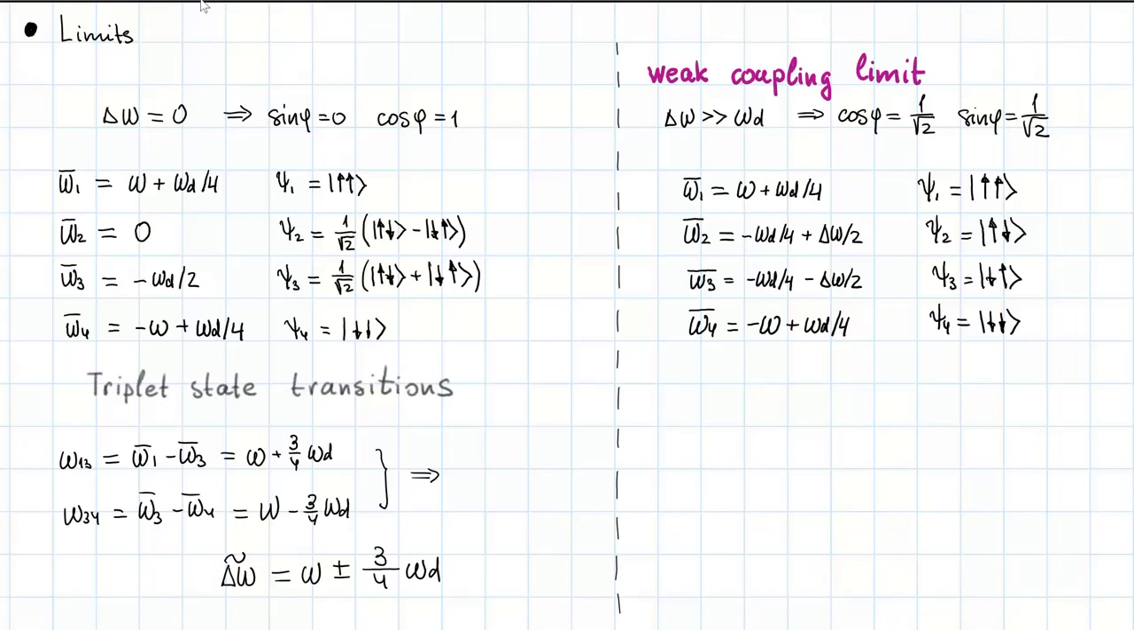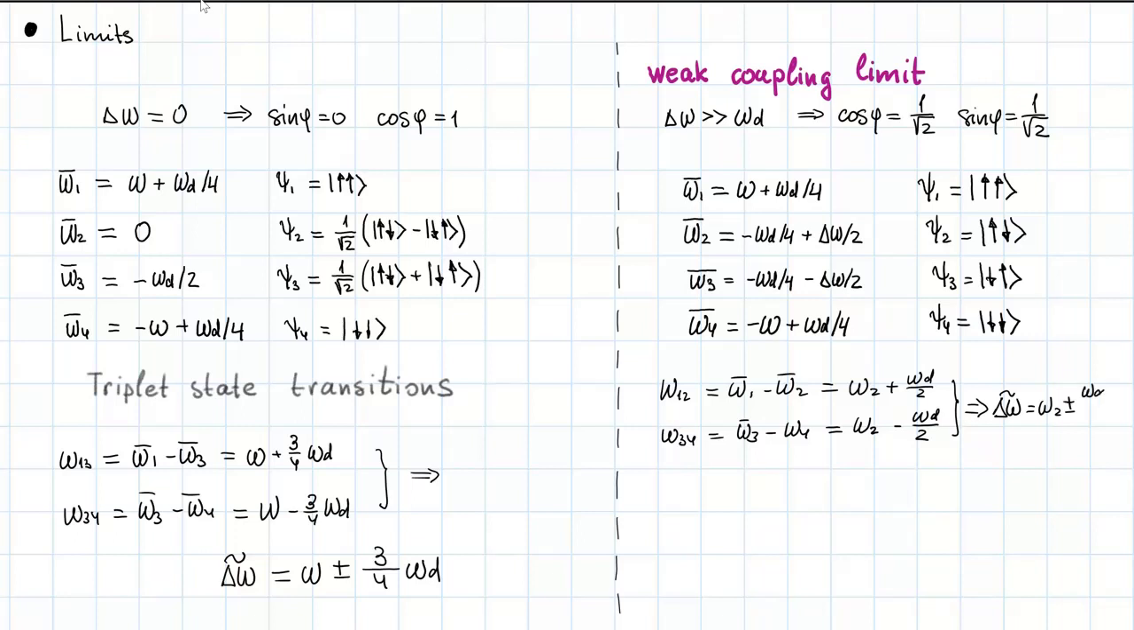Now we consider the case of weak coupling. The transition frequency between the first and the second energy level is equal to omega 2 plus omega d divided by 2, and the transition frequency between the third and the fourth energy level is equal to omega 2 minus omega d divided by 2. These two transitions correspond to the situation when the first spin orientation is fixed and the second spin is inverted. For the frequency of these two lines, we can write a generalized formula. Delta omega with wave is equal to omega 2 plus minus omega d divided by 2.